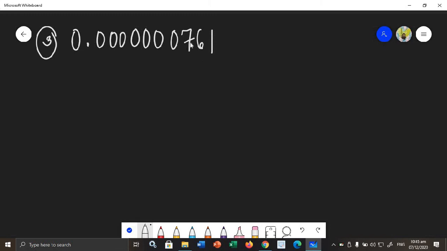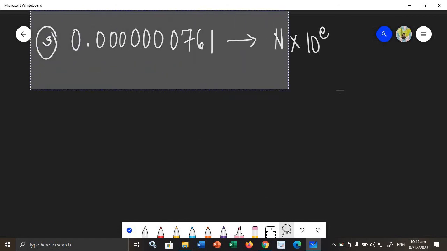Let's say I have this decimal number. So ito, di ba, ang hirap din niya isulat kasi we have a lot of zeros. But then we can write this in scientific notation by following this format. Okay? So again, first of all, you're going to look for the location of the decimal point.